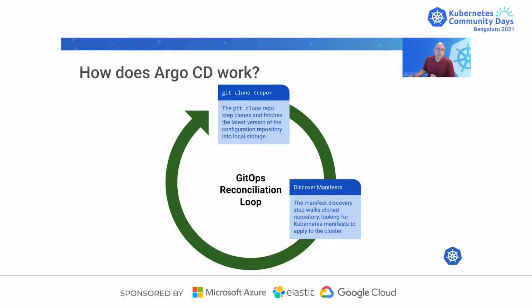This is also where you can run your own tool to render the YAML instead of Kustomize or Helm, and we'll see a little bit more about that later. Lastly, the kubectl apply step performs the actual deployment by applying all the rendered or discovered manifests to the cluster.